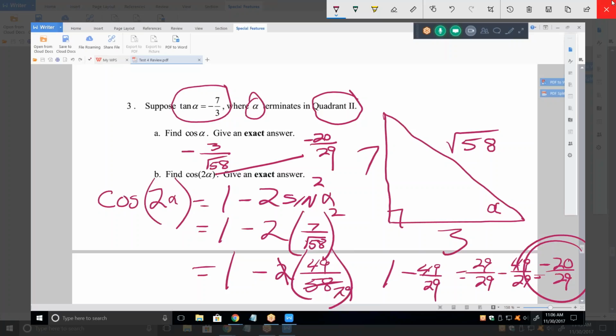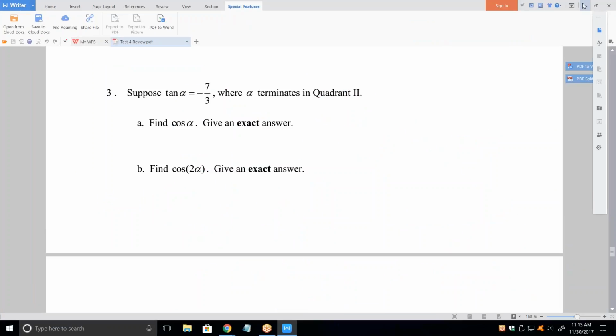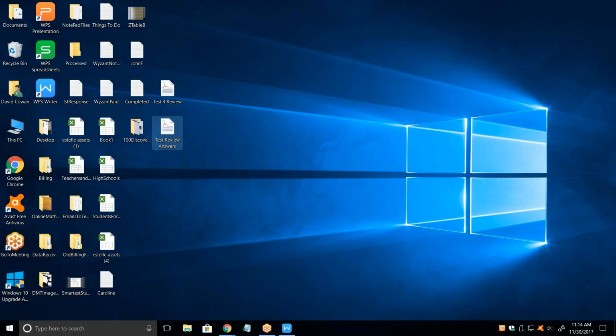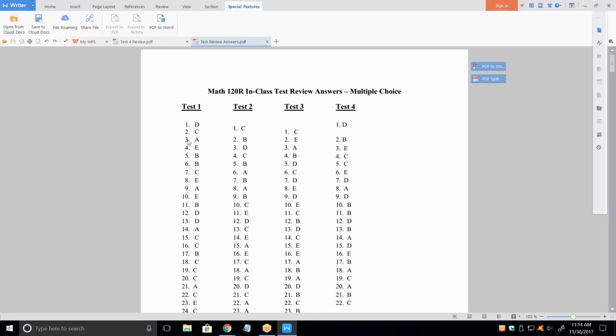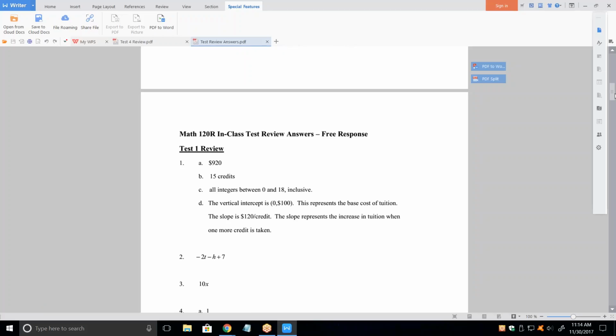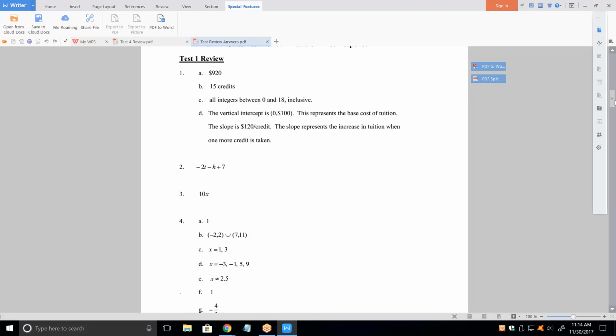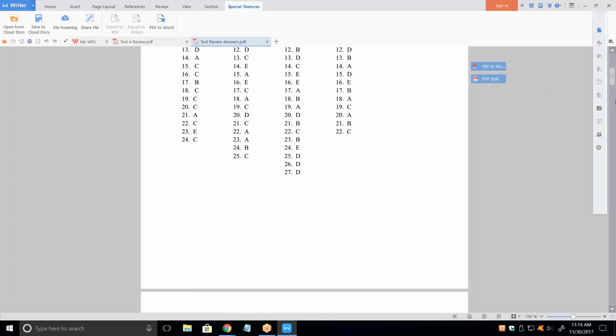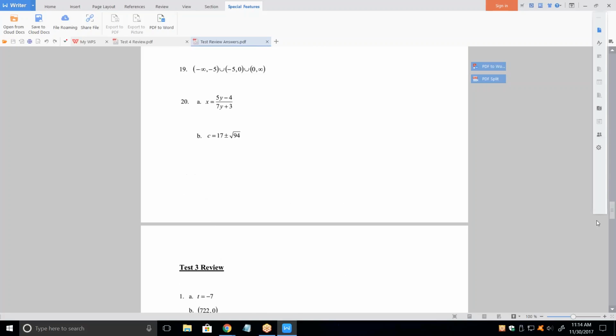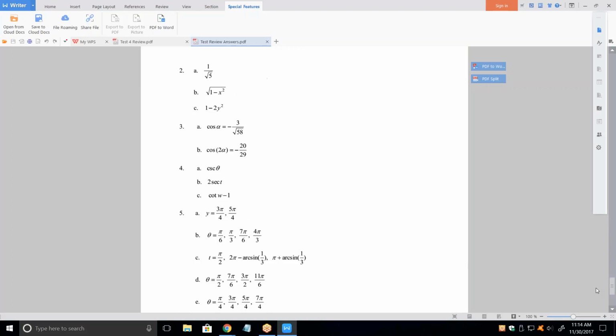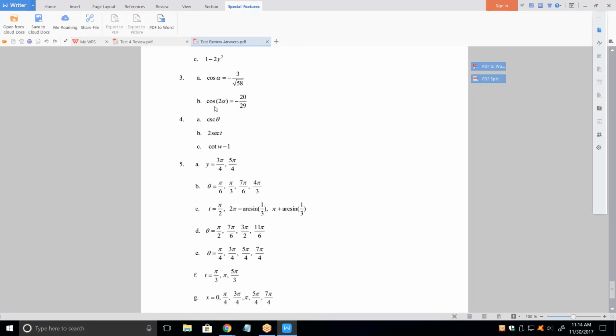We have an answer sheet on this, don't we? Yeah. 3B. We're on the free response, I believe, aren't we? Yeah, we are. I've got to go all the way down. It's test 4 free response. 3B, minus 20 over 29.